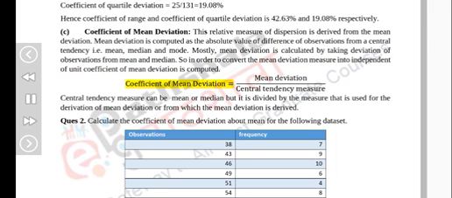Coefficient of mean deviation equals mean deviation divided by the central tendency measure. The central tendency measure can be the mean or median, but it is the measure that was used for the derivation of the mean deviation, that is, the one from which the mean deviation is derived.